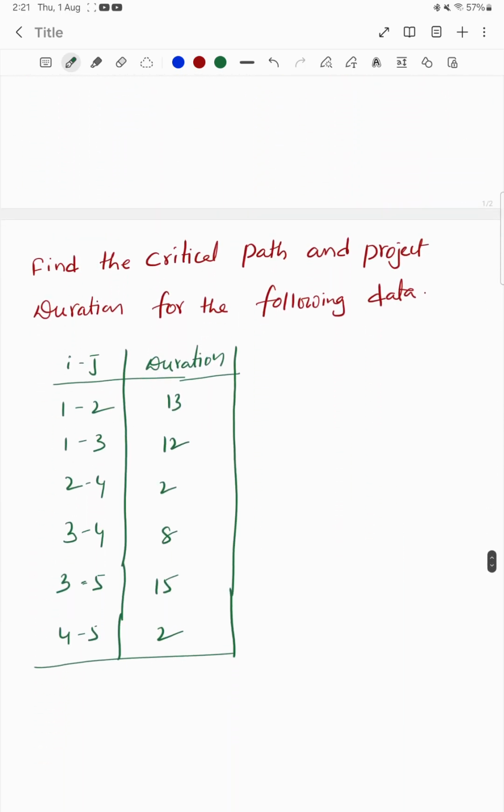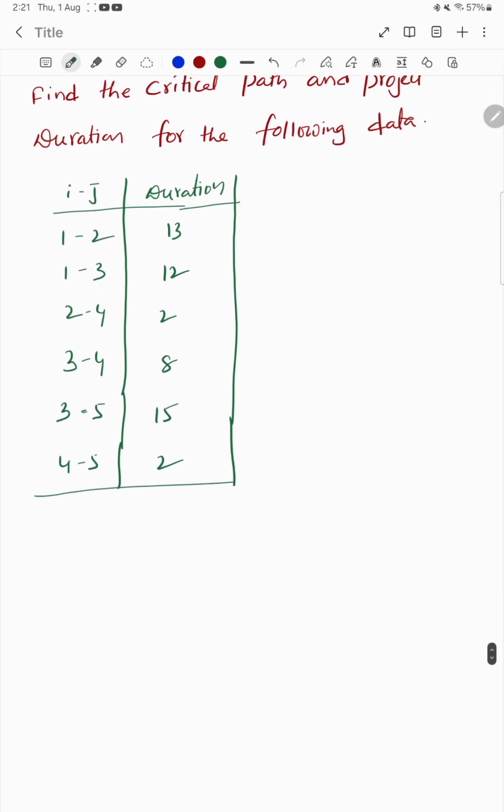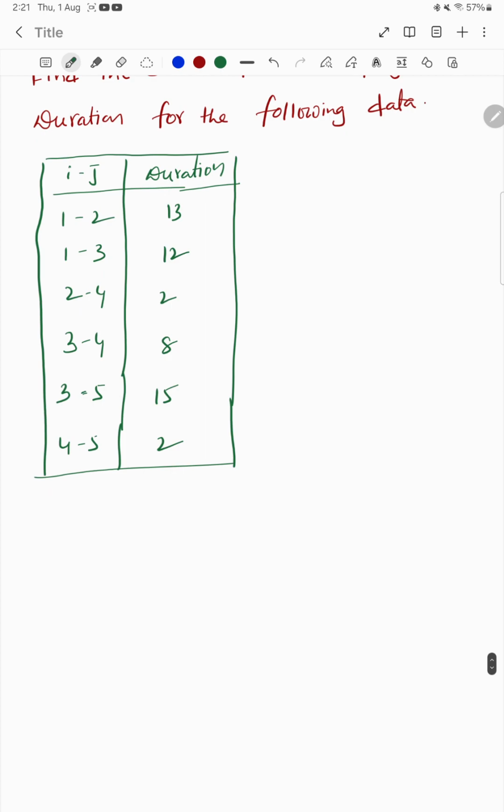This is an example of a project, and it asks us to calculate the critical path and project duration for the data given here. Six activities are given, and for all six activities the corresponding required durations are given. Remember, whenever we are dealing with CPM and PERT, the first step is to draw the network diagram. So I'm going to draw the network diagram.